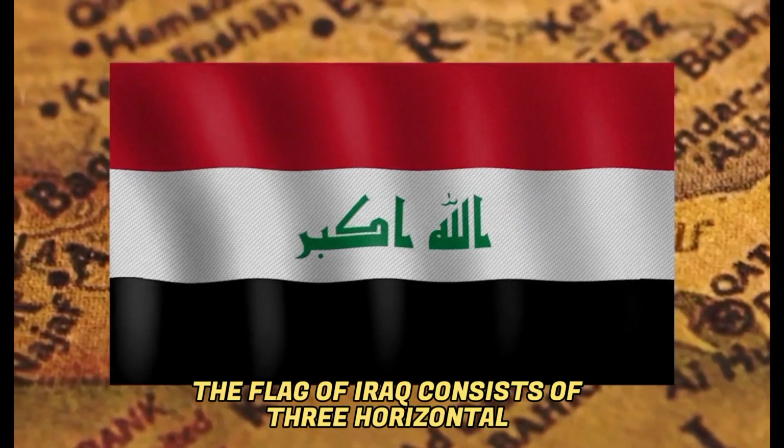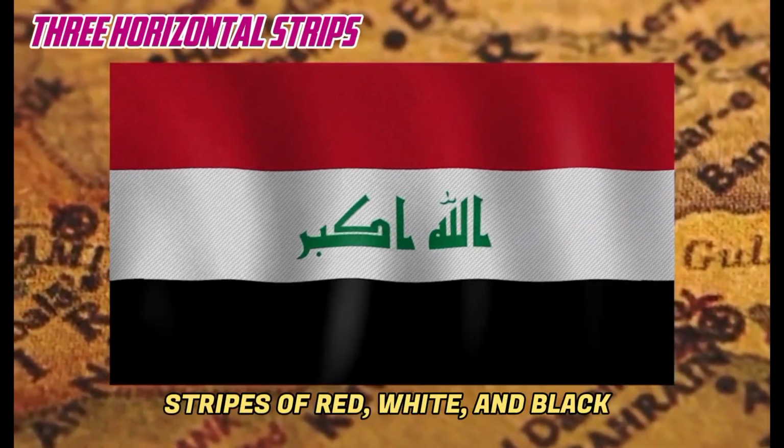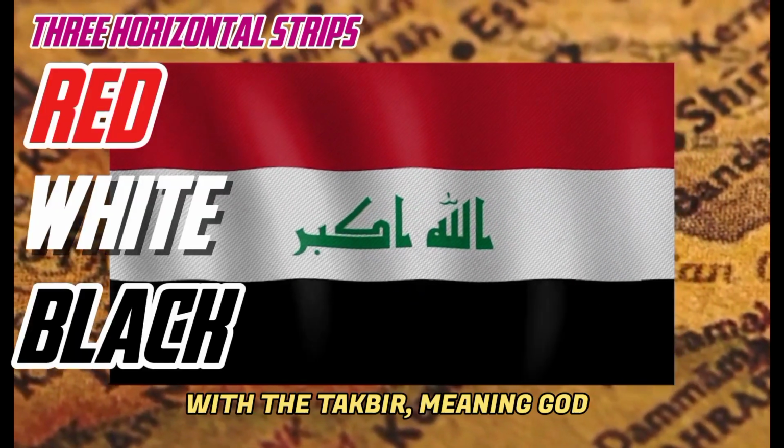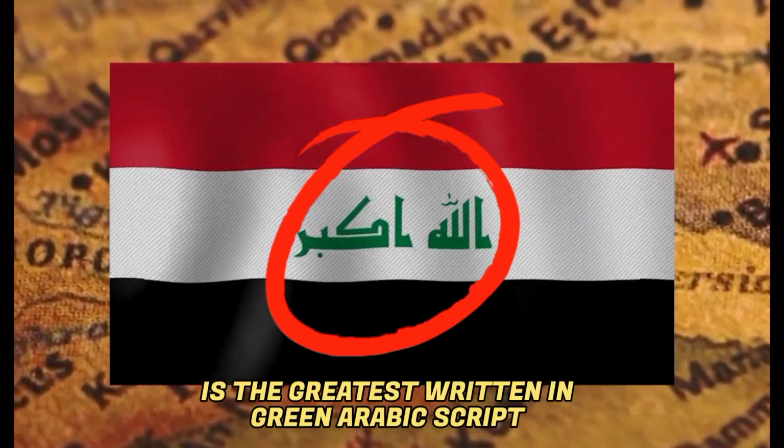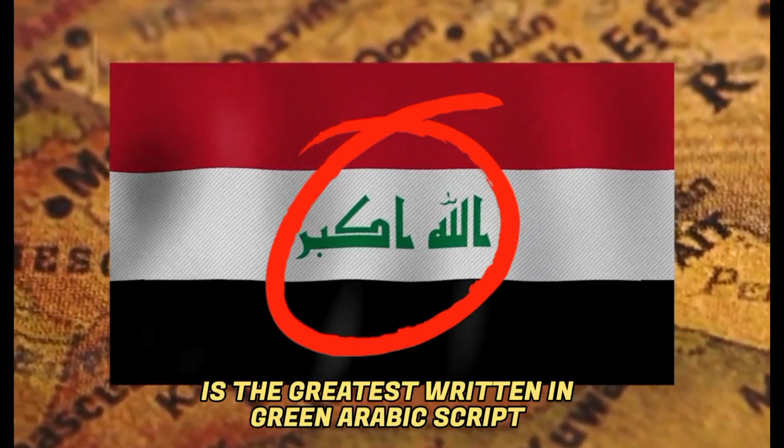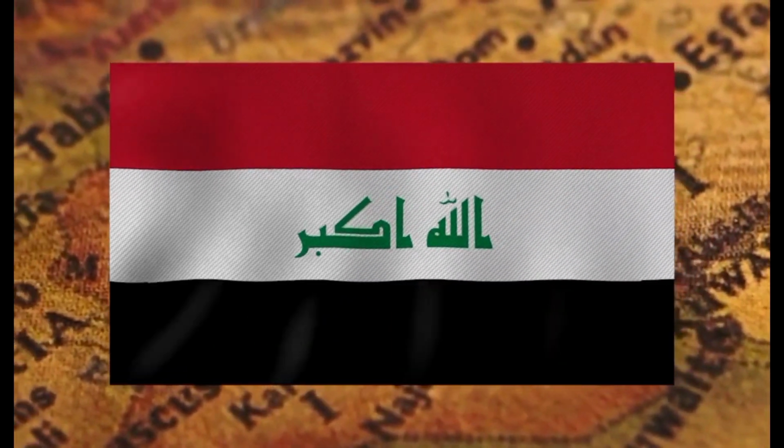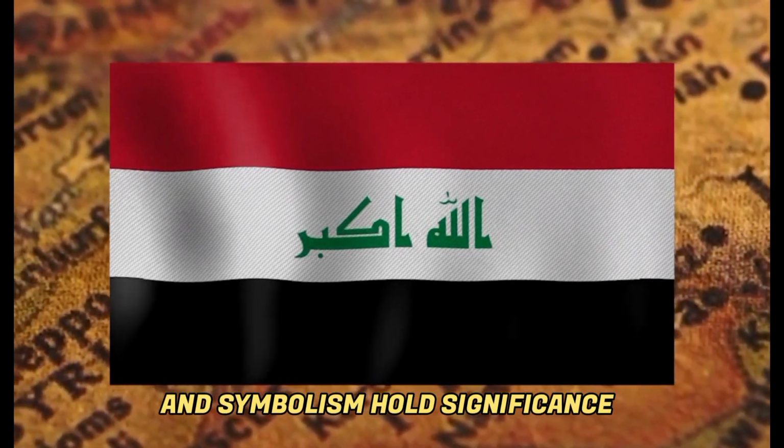The flag of Iraq consists of 3 horizontal stripes of red, white, and black, with the takbir, meaning God is the greatest, written in green Arabic script in the center white stripe. The flag's design and symbolism hold significance.